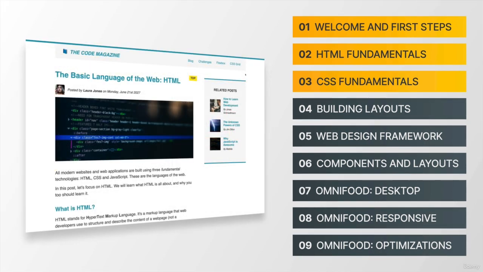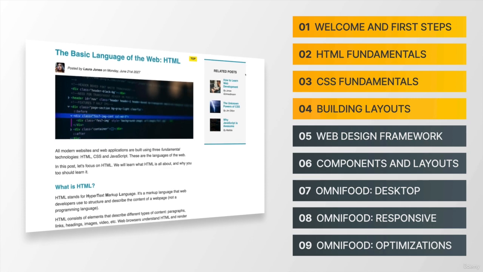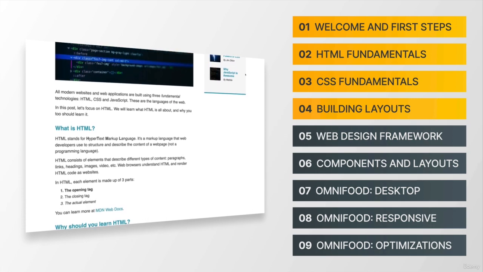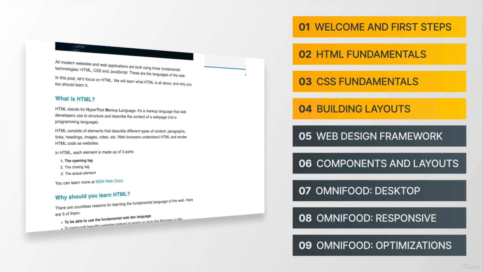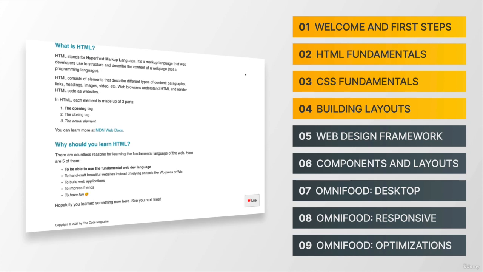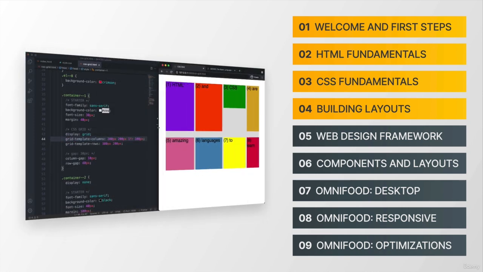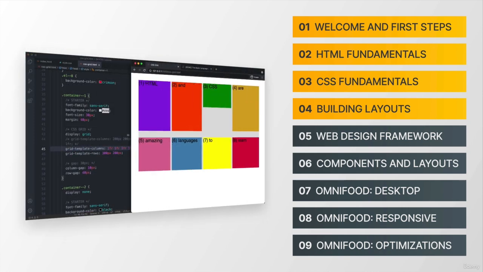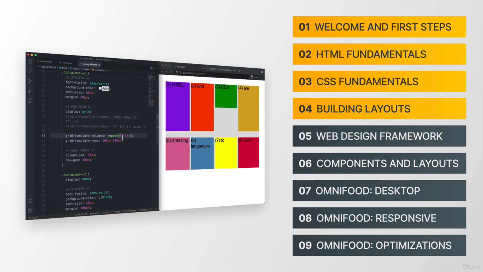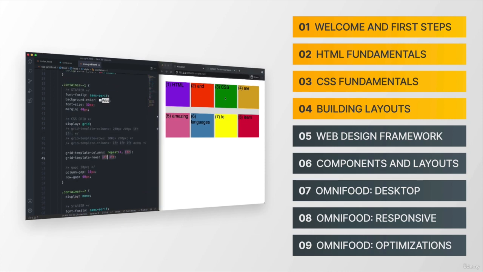Moving on, section number 4 is all about building layouts using CSS. So basically, it's about how to arrange elements on the page in a logical way. And we can do that in multiple ways in CSS, and so we will learn all of them, but actually focus more on modern technologies called Flexbox and CSS Grid.